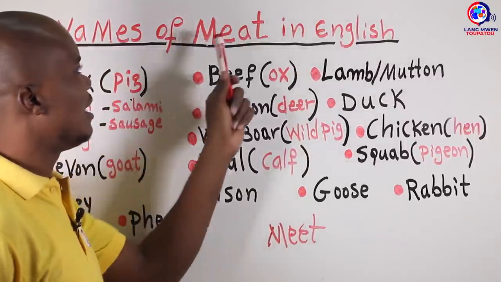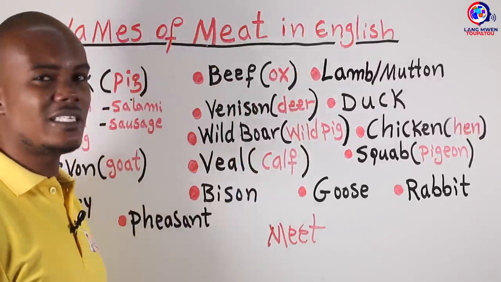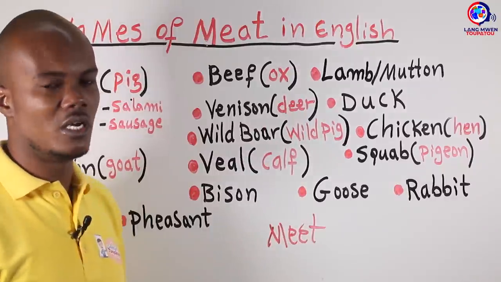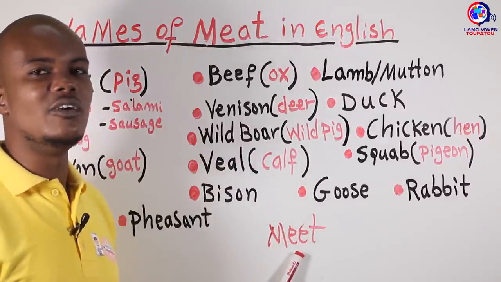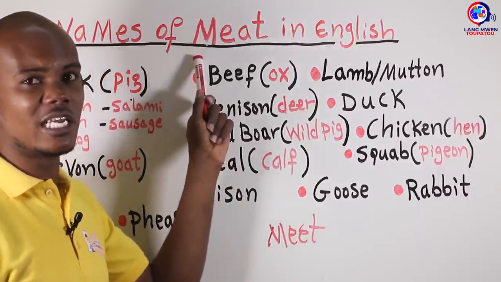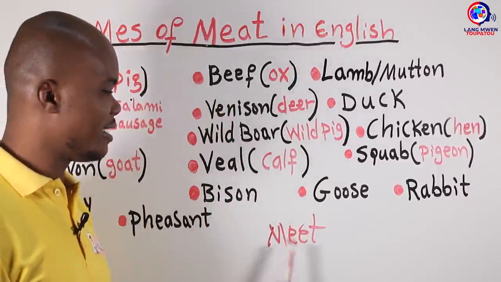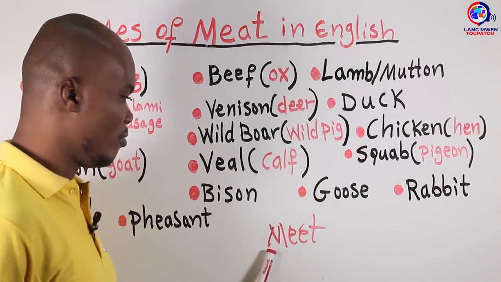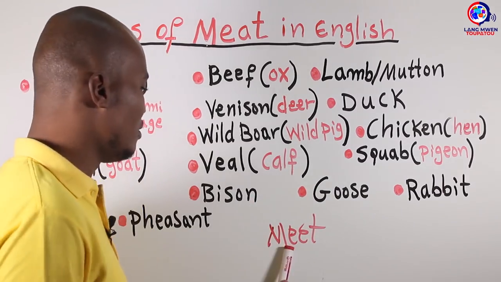You say meat and meat. Meat, this one, is what you eat, something you can eat, you can use as food. And this meat is a verb. This is a noun, ok? And this is a verb, to meet, to see face to face, rencontre, to meet.